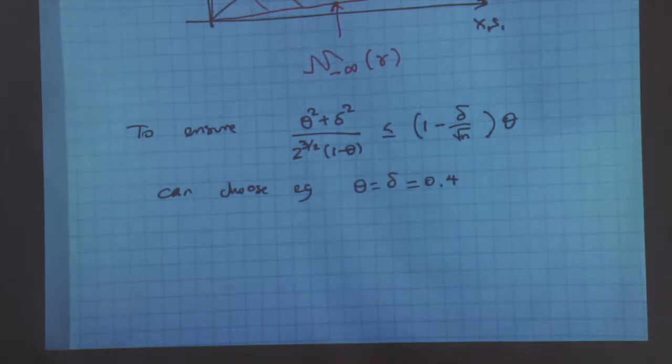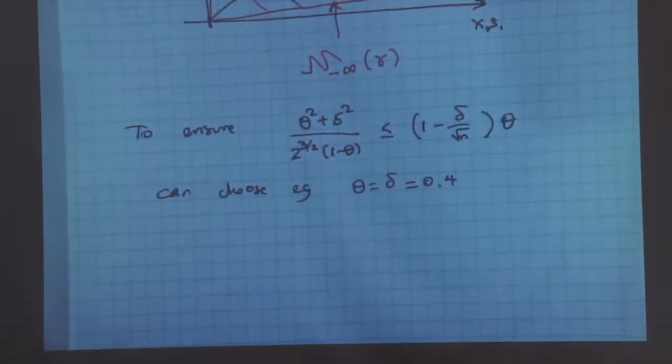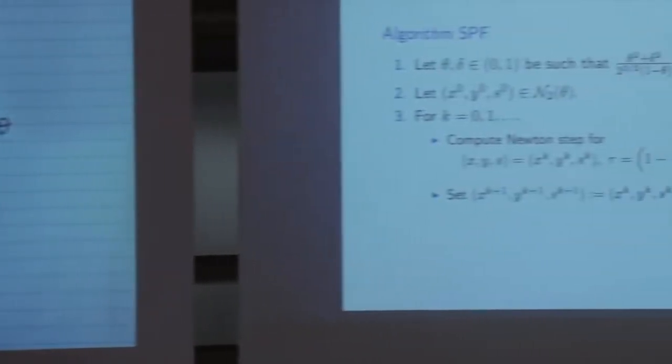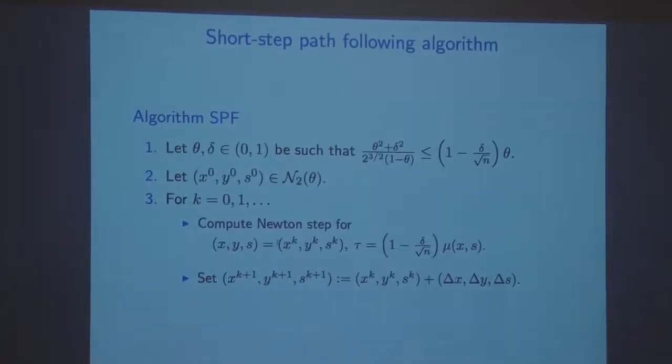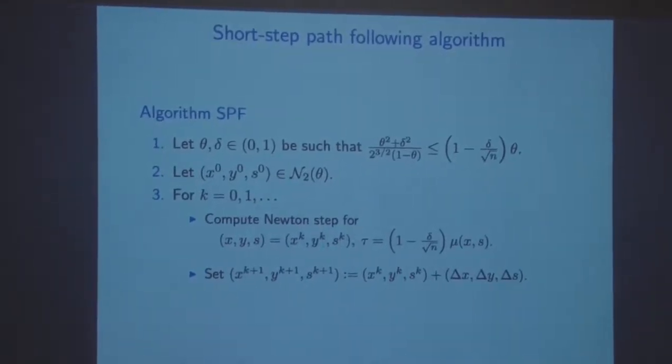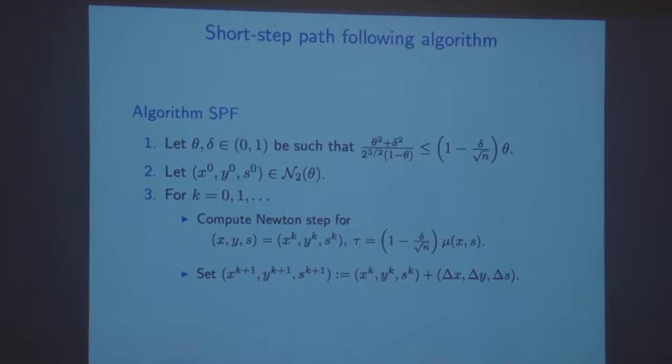So how does the algorithm proceed? We begin with a point in that neighborhood of the central path. And then what we do at each step is chase a point with a particular value of tau. The tau that we pick is mu times this factor. And then we apply Newton's step with this initial point, with the previous iterate, and with that value of tau.